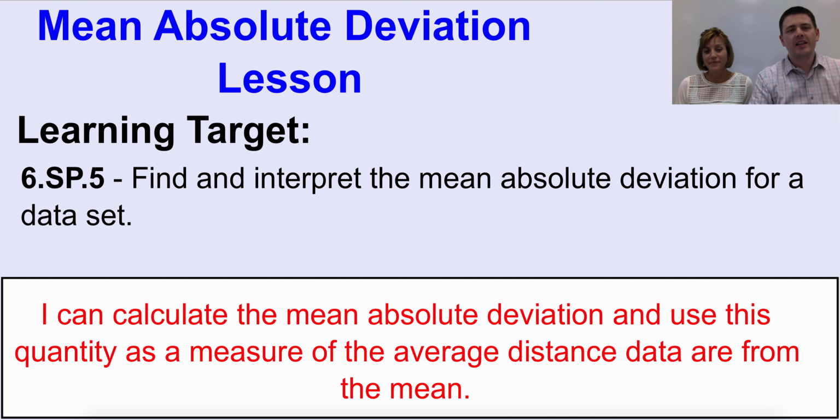This lesson is on finding the mean absolute deviation for our data. So go ahead and get your notes set up. We want to add our learning target here in the middle: find and interpret the mean absolute deviation for a data set, and then our I can statement. When you're ready, go ahead to the next part, and Mrs. King will get you started.